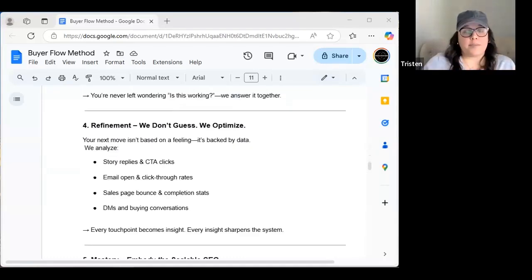Okay, next is refinement. So here is where we actually detach ourselves from our business. We are not making decisions based on feelings. We make it based on data. So whatever we want to do, is there data supporting that decision? So we look at story replies, CTA clicks, email open rates, sales page bounce rates, DM conversation flows to really refine all of that and optimize it.